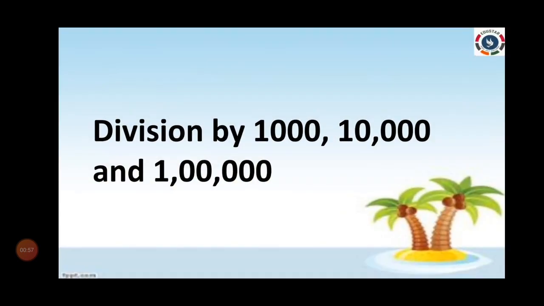Then division by 1000, 10,000 and lakh. We are going to use a shortcut method.